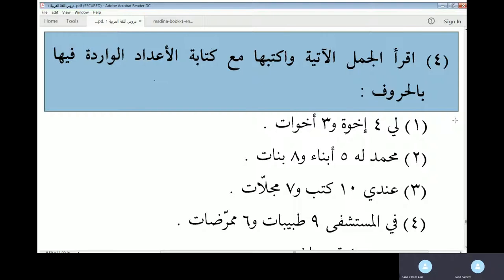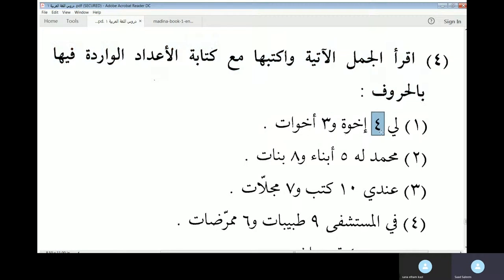Ma'a kitabati al-adadi al-waridati fiha bil-huruf. With writing the numbers found in them in the form of words. You have to write these numbers in the form of words. So here you see numbers written in the sentences, you will write them in the form of words. So just start reading it.